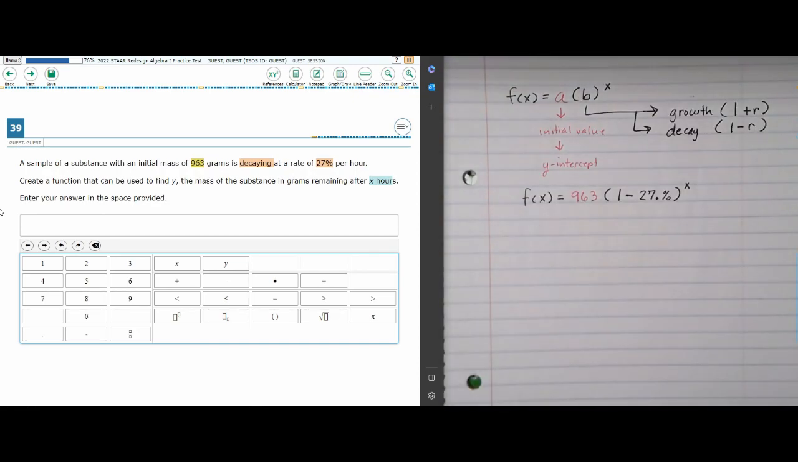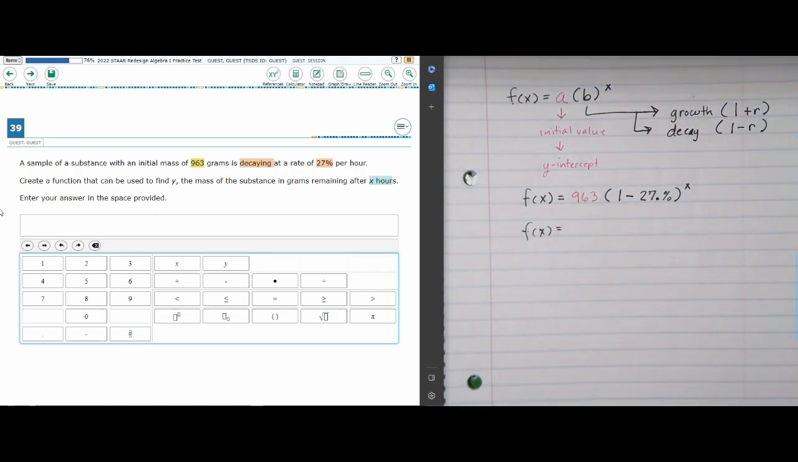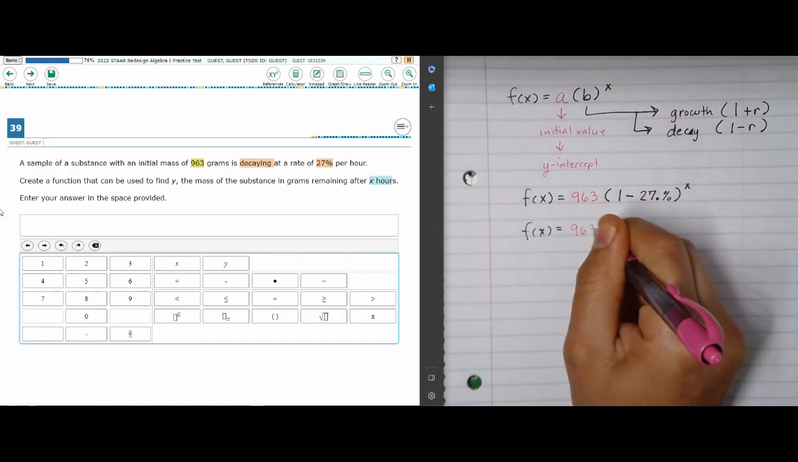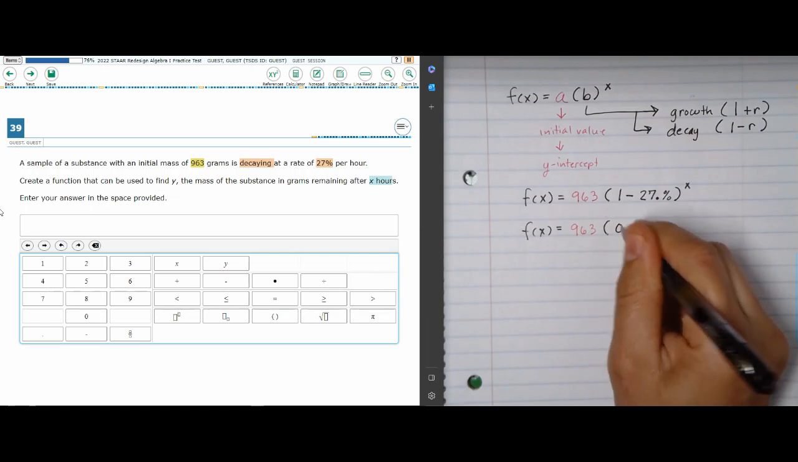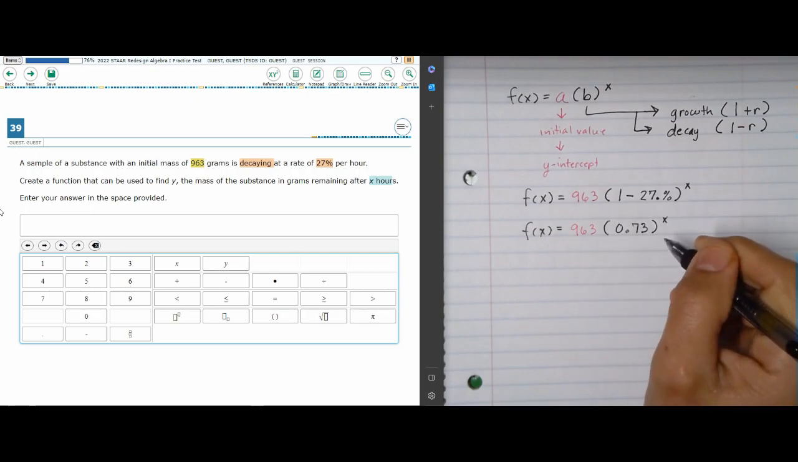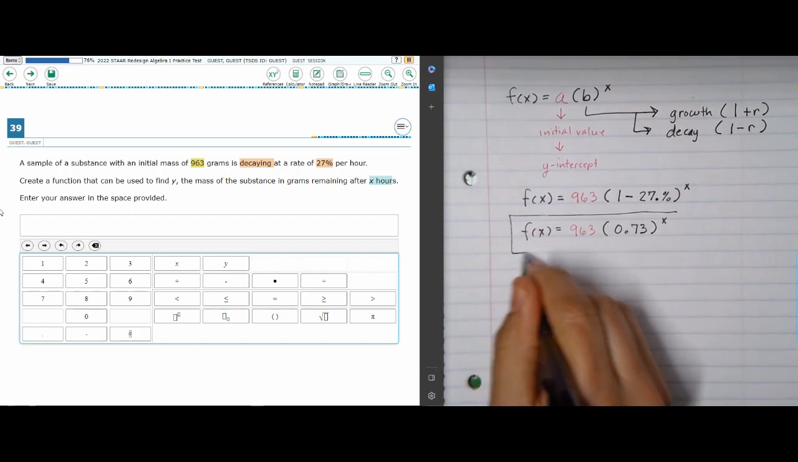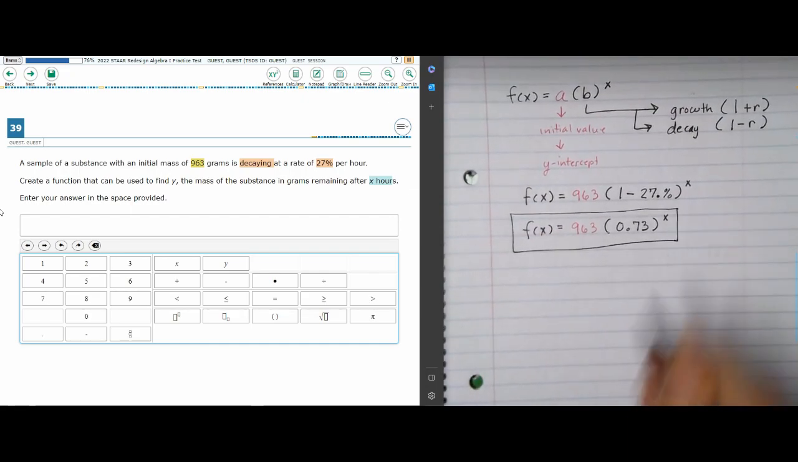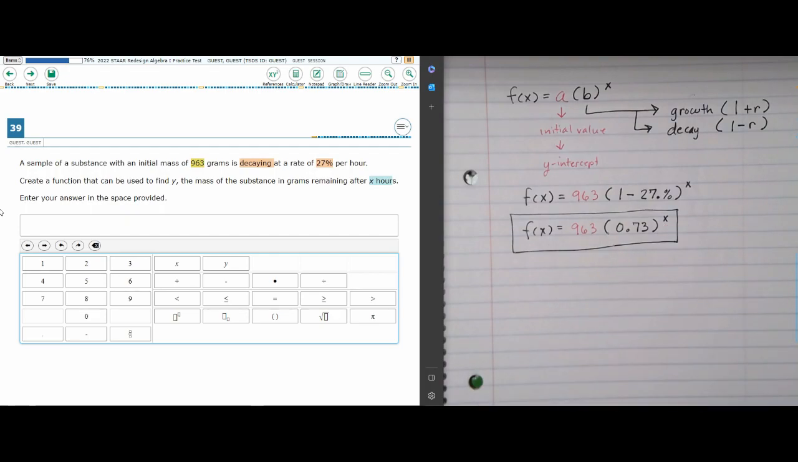So when I rewrite my final equation, it is going to be f of x is equal to 963, parenthesis, and for the b I'm going to put 0.73 to the power of x. Now this would be the function that I would use to find that amount of decay if they were to give me some time. Right, so they didn't give us the time, they want us to just create the equation. So we're going to type it in just like you see here.